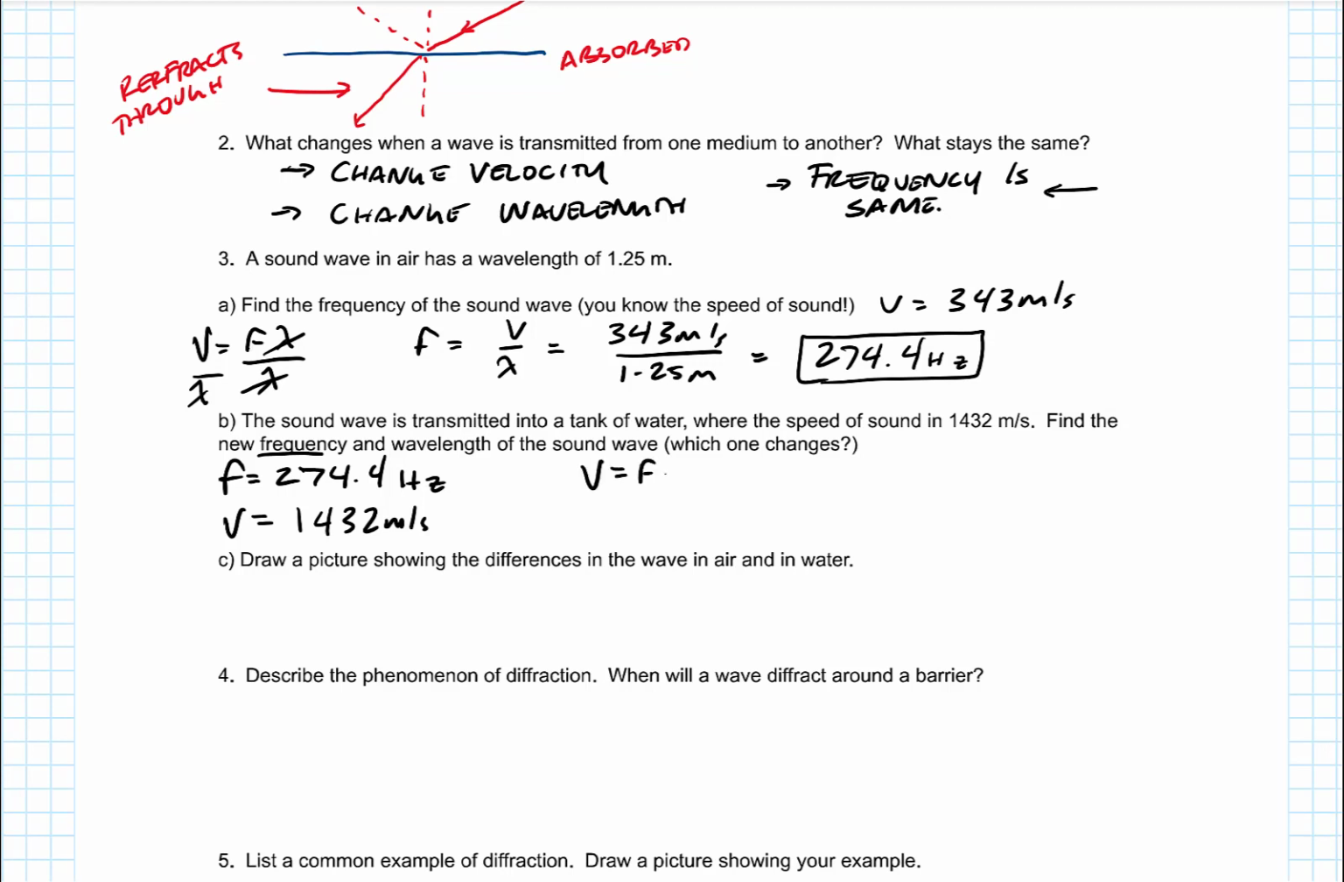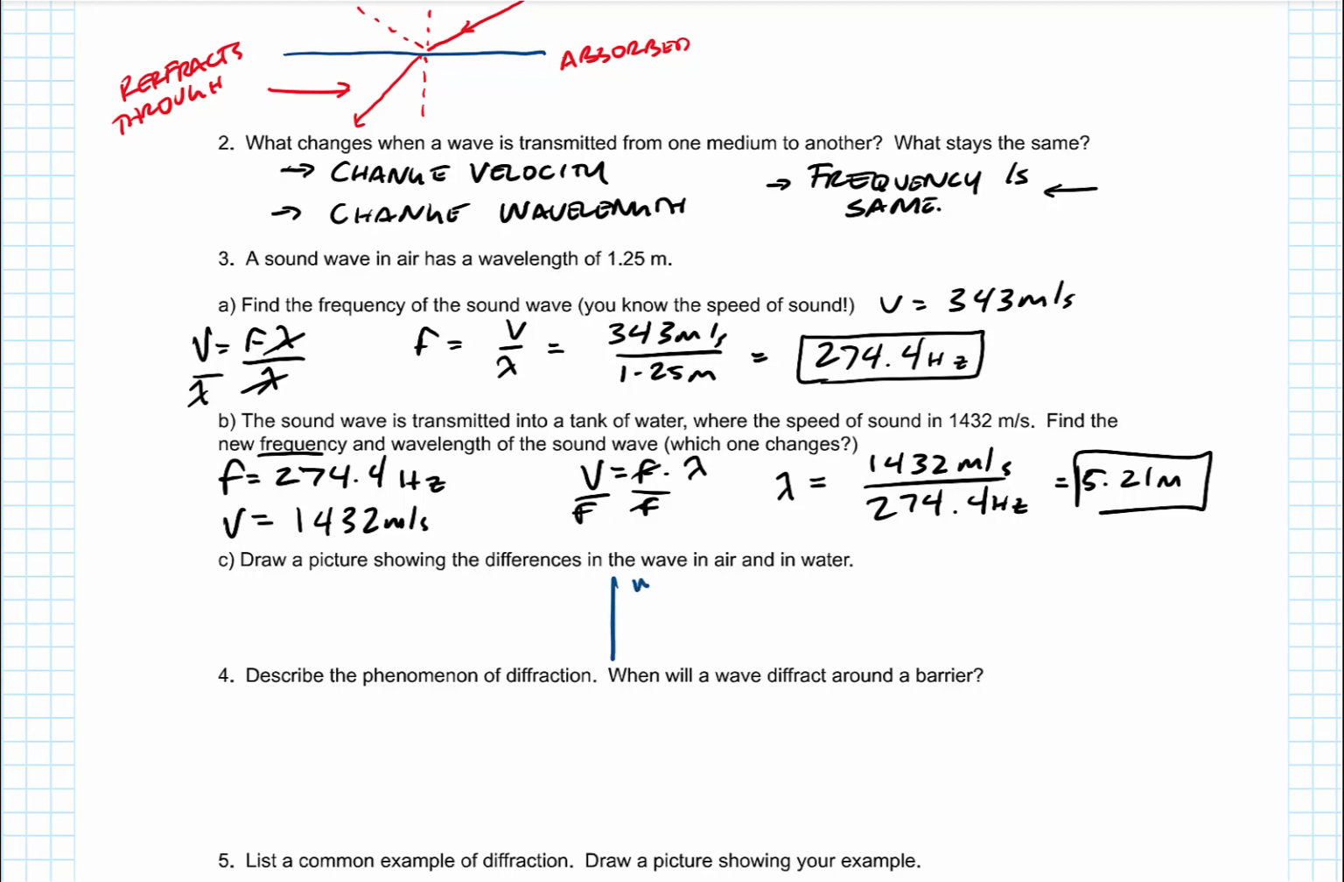I know velocity is frequency times wavelength. If I'm solving for wavelength, I'm going to divide both sides by the frequency. That tells me that the wavelength is equal to the velocity, 1432 meters per second, divided by the frequency, 274.4 hertz. And the new wavelength comes out to 5.21 meters.